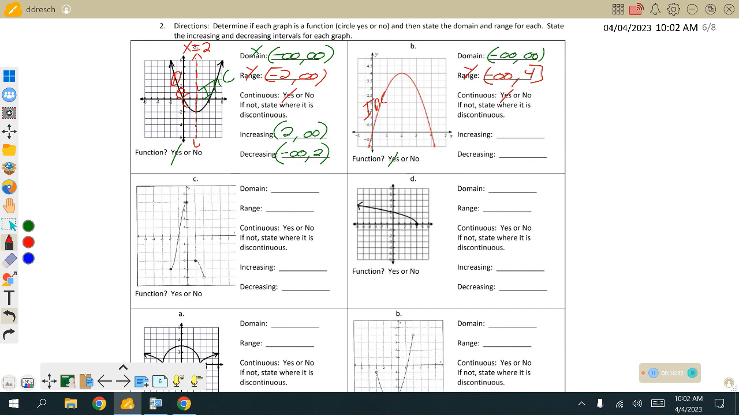I can't stress to you enough, next year when we talk about analyzing quadratics, that axis of symmetry is going to be such a huge component to that. Axis of symmetry is at where today? It's back at x equals 2.